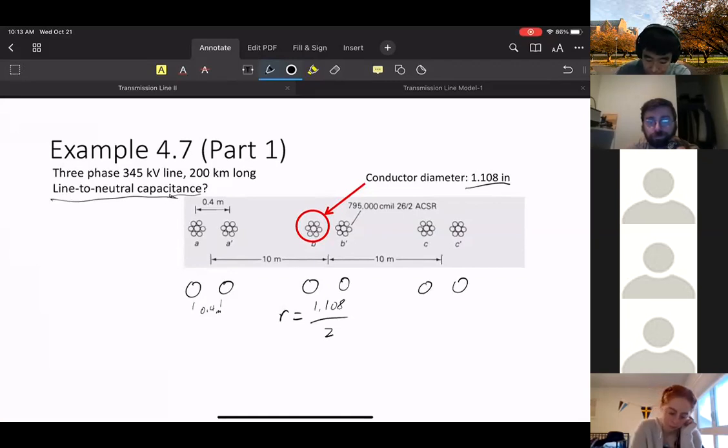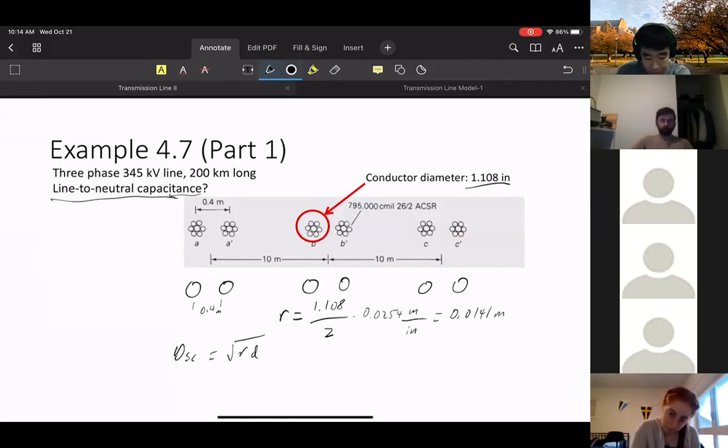The diameter is 1.08, so the radius is that divided by 2, times meters per inch. This is 0.0141 meters. So DSC is the geometric mean between the radius of one of the conductors and the distance between the two conductors in a bundle. So this is the square root of 0.0141 times 0.4, which comes out to be 0.075 meters.